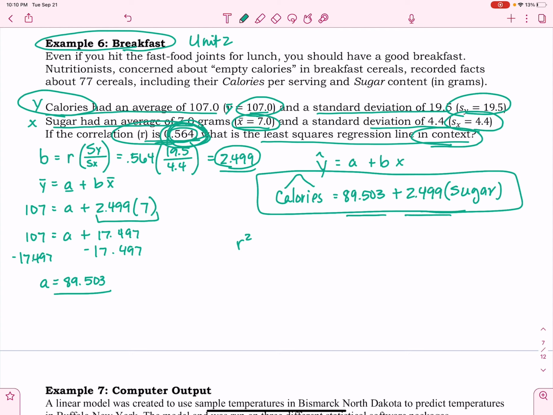I could ask you to predict the number of calories given a certain amount of sugar. So you need to keep in mind that once you have that LSRL, you've got a lot of information packed into that one equation.